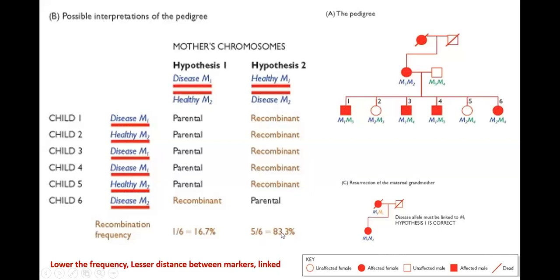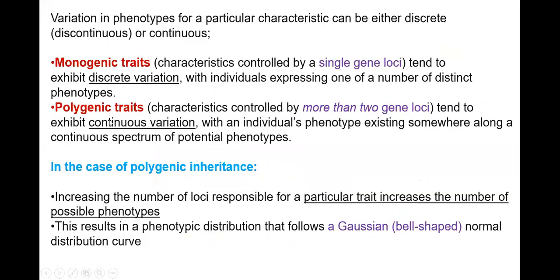there is a higher chance of recombination. The distance is far, you get a lot of recombinants, and the frequency is higher. But if the frequency is less, it means lesser distance and they go generation to generation in a linked manner in terms of gamete formation. The lower the frequency, the lesser the distance of the marker, and it is linked with the disease. That's why they deduced that disease M1 is associated in this pedigree. So you need recombination frequencies to deduce the genetic maps.